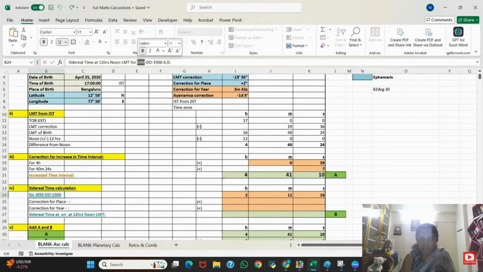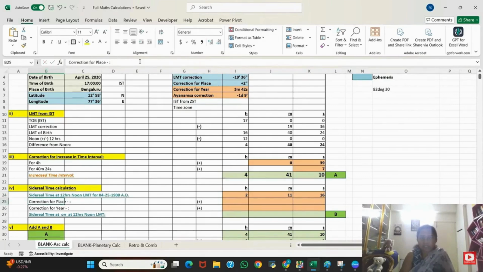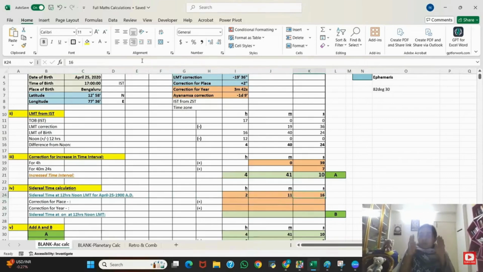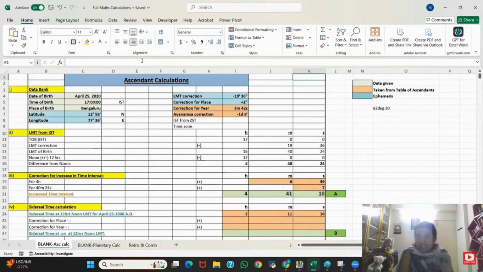Let me write it like this: April 25, 1900 AD, it was 2 hours 11 minutes 16 seconds. Now I have to put the correction for place and the correction for year. So 2 hours 11 minutes 16 seconds was the sidereal time, and based on the place of birth and the year of birth, I have to apply the correction for place and year.